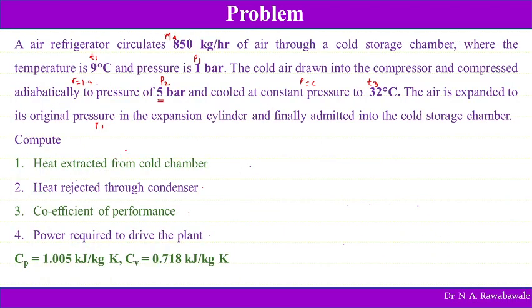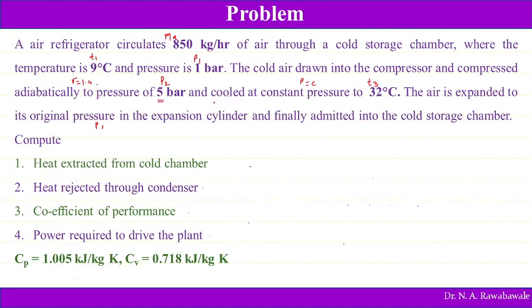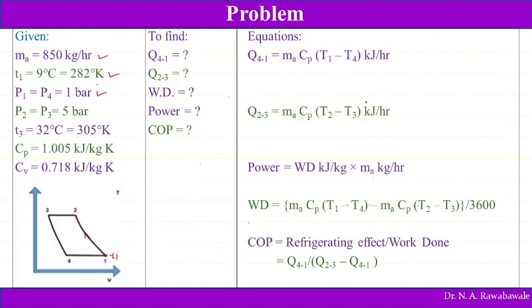He is saying that it is compressed adiabatically to a pressure of 5 bar. So P2 is 5 bar, and that is equal to P3. So the temperature T3 is equal to 32 degrees Celsius. As he says, it is cooled at constant pressure to 32 degrees Celsius. So here from 2 to 3 it is cooled at constant pressure, and T3 is equal to 32 degrees Celsius, that is nothing but 305 Kelvin, and the specific heats at constant pressure and constant volume are given.